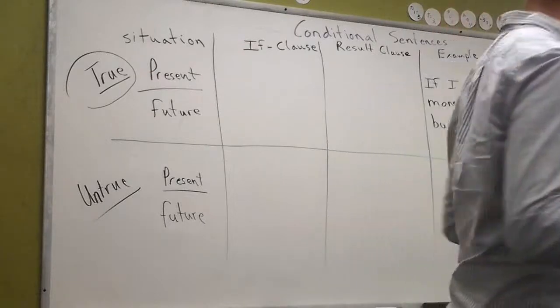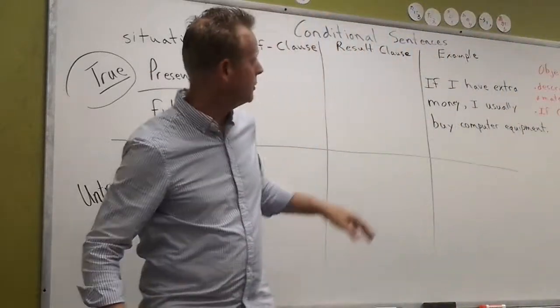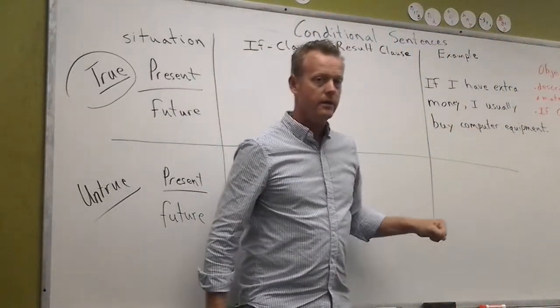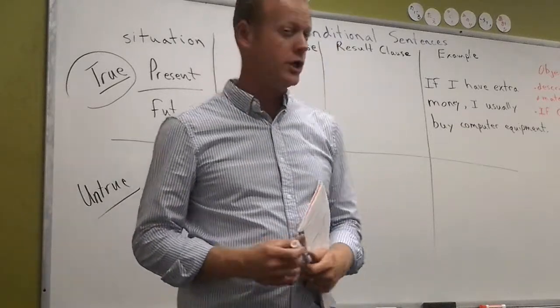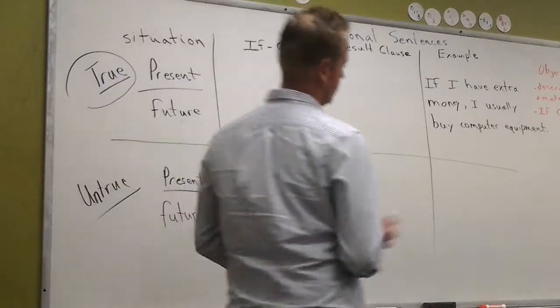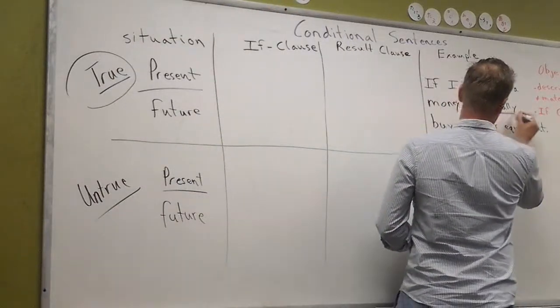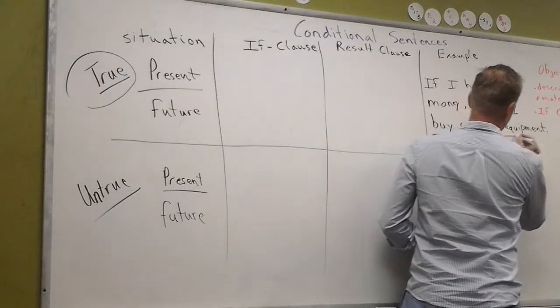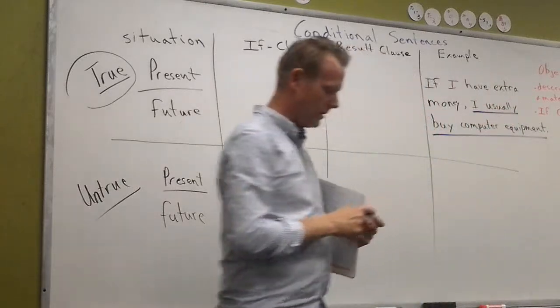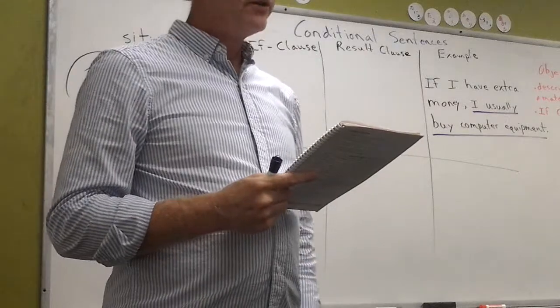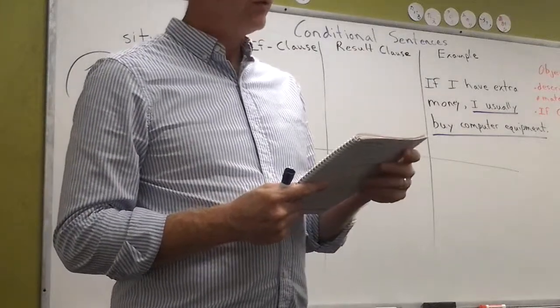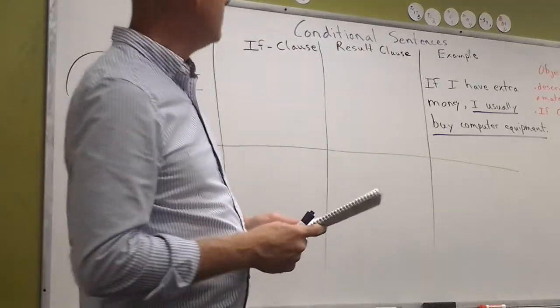All right. So now in the directions, it says underline the result clause in each sentence. Can somebody tell me where's the result clause up here? Which one is the result clause? I usually buy a computer equipment. Good. That's the result clause. Then it says, notice the verbs in blue. Okay, so let's just do that first.